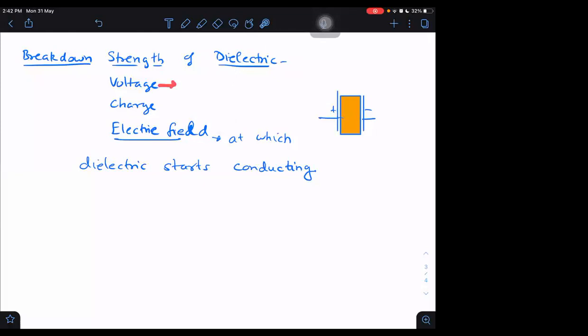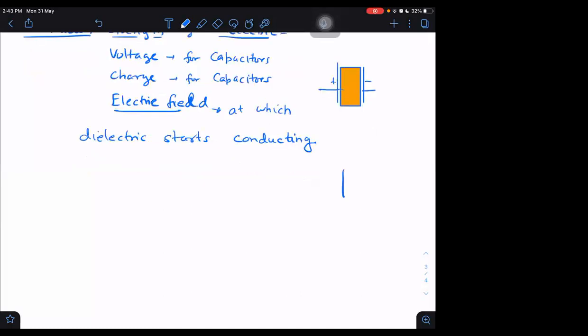What about voltage? Actually, breakdown voltage is not for dielectric. That we normally use for capacitors. And breakdown charge also we normally use for capacitors. What does it mean? Breakdown voltage of a capacitor or breakdown charge of the capacitor, I think you can guess. It is when the capacitor starts conducting. It is the voltage required in such a way that the capacitor starts leaking, meaning the charge from the positive terminal starts going to the negative terminal. That is the breakdown voltage of the capacitor.